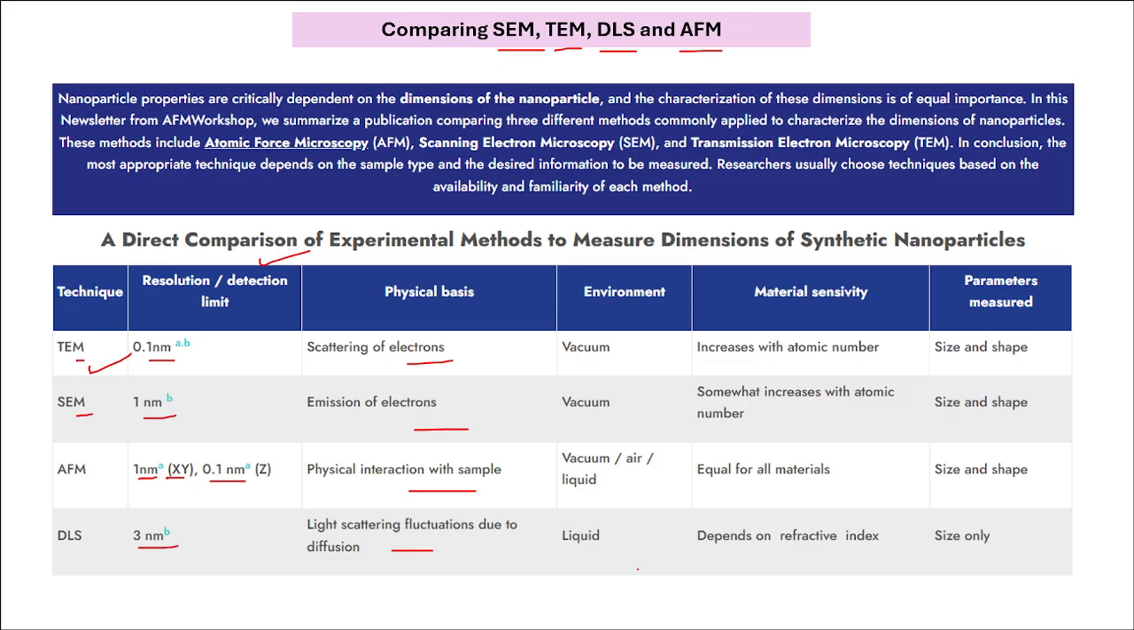Now, one important thing for AFM: in the case of TEM and SEM, the sample needs to be processed and imaged in a vacuum environment. But atomic force microscopy can work in vacuum, air, and liquid, all three environments, equally for all materials, sizes and shapes. And DLS depends on refractive index, and usually, because we look at colloidal stability and all those things, it happens in a dispersion environment only, like in liquid form, in an aqueous state. DLS measurements are always taken in liquid state only.